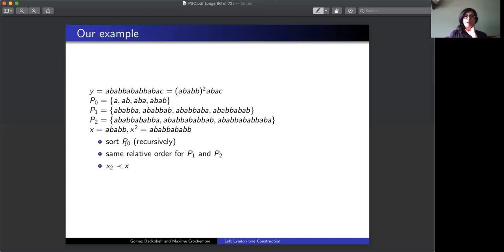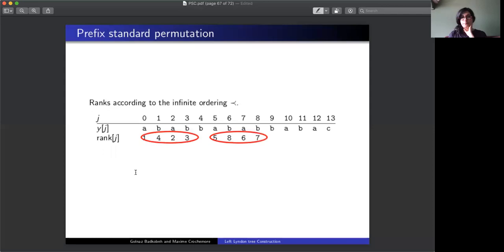So it's enough to just sort P0 because of the properties I mentioned. When we sort P0, then P1 and P2 keep the relative order, and we can just sort the prefixes based on P0. And when we are done, we know that x in relative order is bigger than x. This should be squared. So we can add this at the end. So our table would look like this.